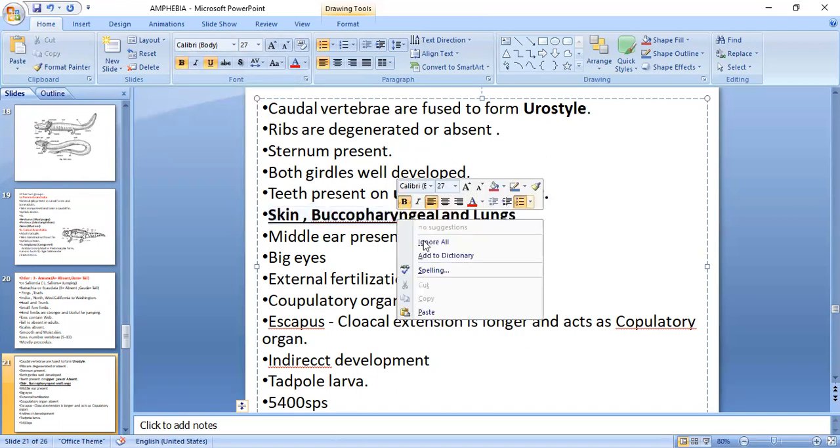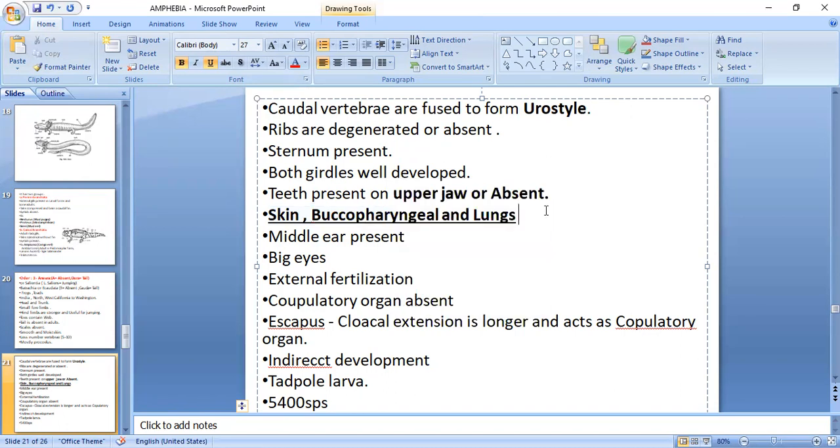So the respiration occurs in 3 ways, 3 types of respiration. What is that? One is cutaneous respiration, buccopharyngeal respiration and pulmonary respiration, due to the active participation of skin, the buccopharyngeal cavity and lungs in respiration. So there is a chance of three kinds of respiration here.